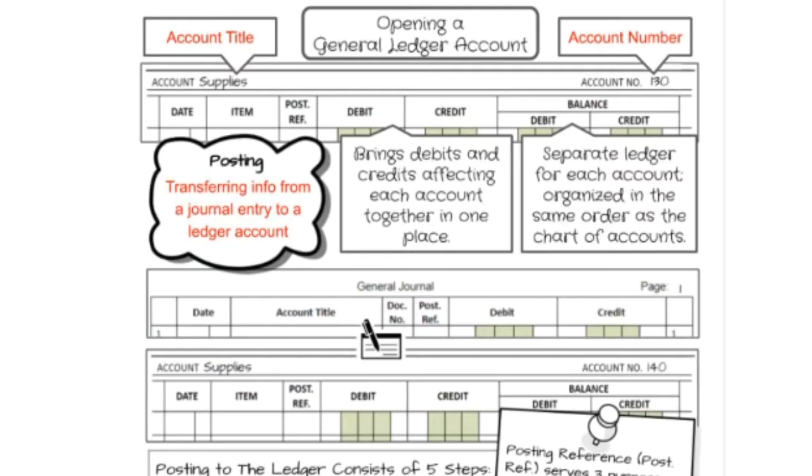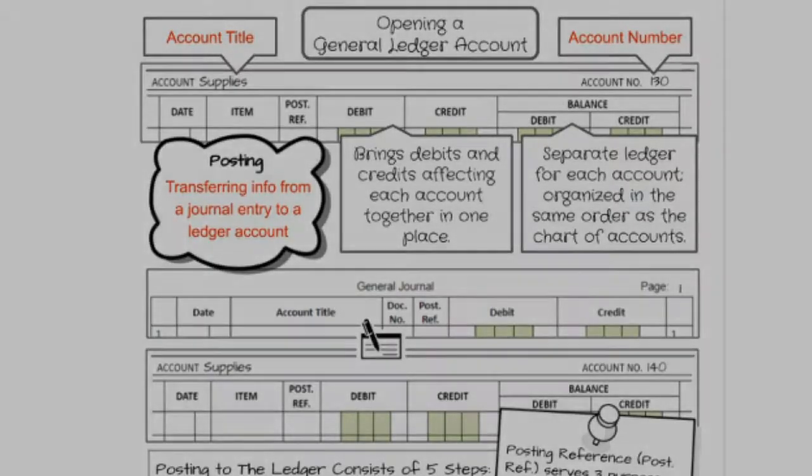Also, there's a separate ledger for each account, and it's organized in the same order as the chart of accounts, also same order as financial statements. Remember that accounting is all about the paper trail, and it's nice and neat and orderly so that you can understand where information's coming from and going to.